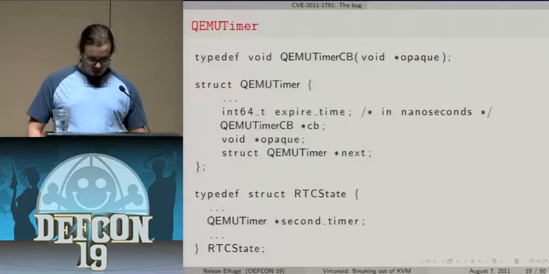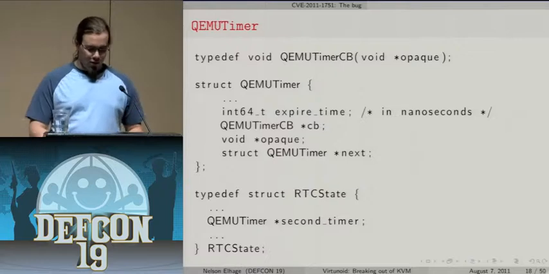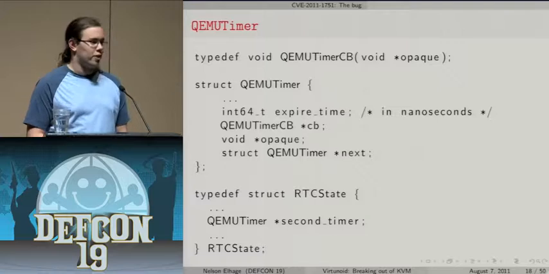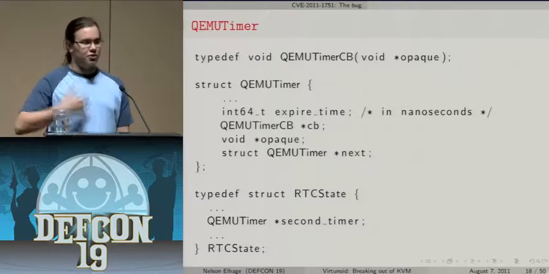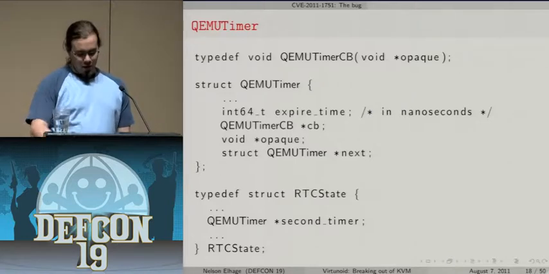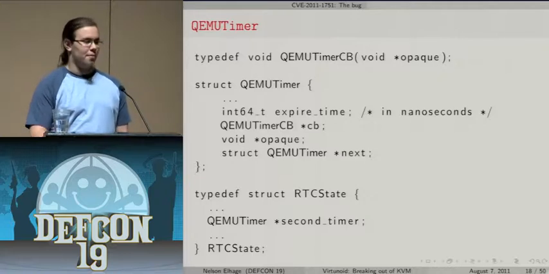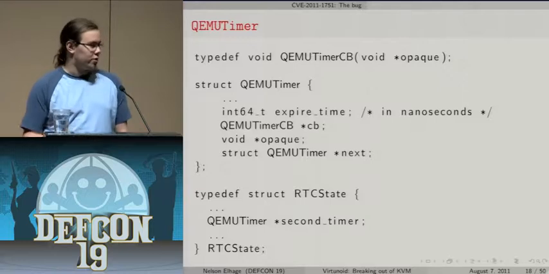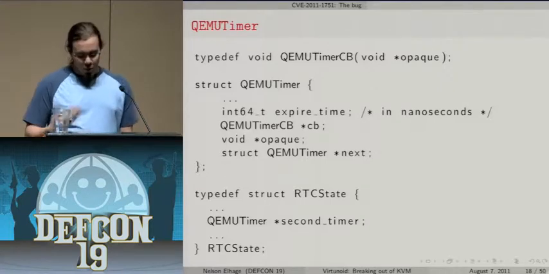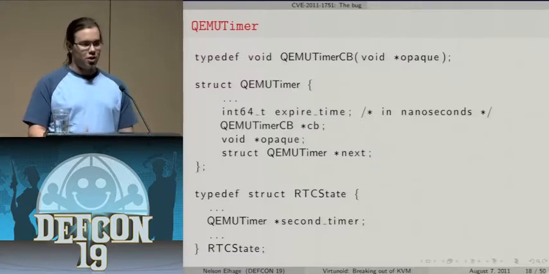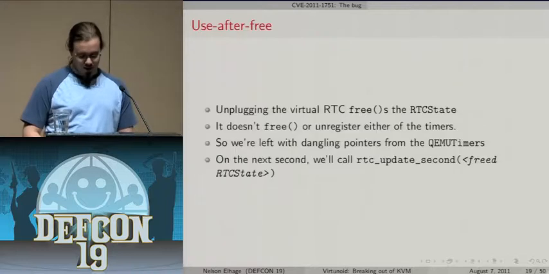And so we can just look a little bit at what this means in code. The real-time clock is emulated by this struct RTC state at the bottom of the screen, and it has this second timer that it just schedules to get fired every second so that it can update the time. And if we look up above at how a QEMU timer works, it just has an expire time that says when this timer should fire, and then it has a callback and an opaque pointer that is passed to that callback. And so once a second, the QEMU timer fires and calls this RTC update function on that RTC state struct.